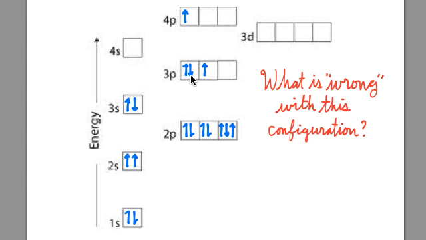What's wrong with this? Oh yeah, I think it's called Hund's rule, right? This is the Pauli exclusion principle. You can't have 2 electrons in the same quantum state doing exactly the same thing. So that violates Pauli. This violates Hund's rule. They spread out in the degenerate energy levels, because 3px, 3py, 3pz are degenerate. They're all the same energy level, so these will spread out before they pair up.